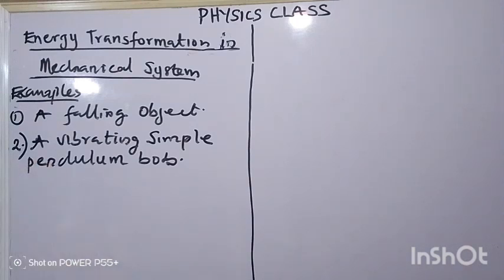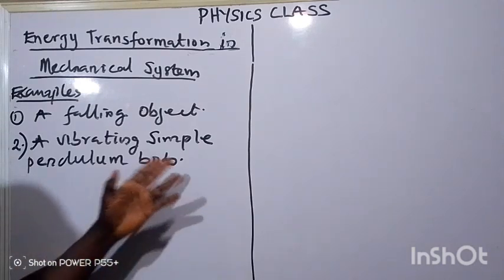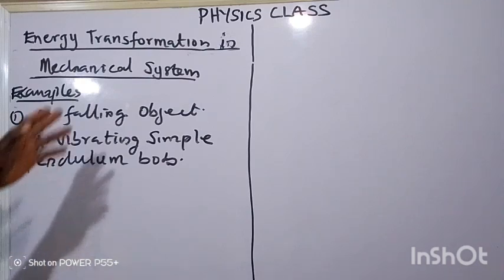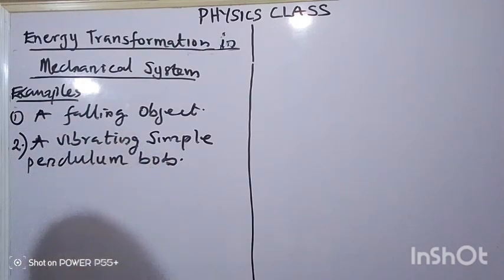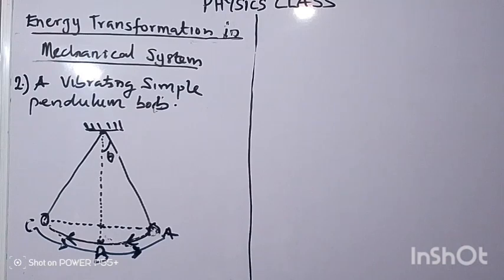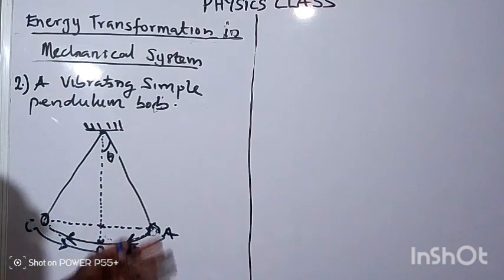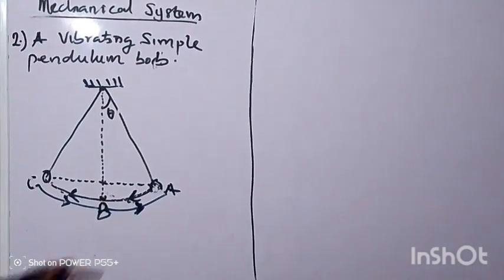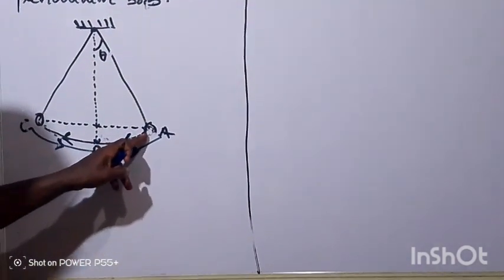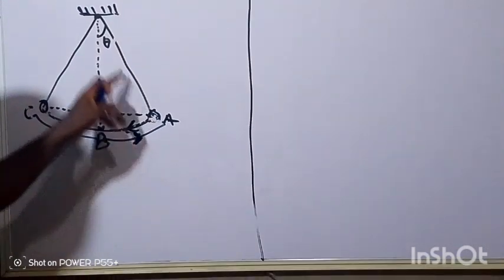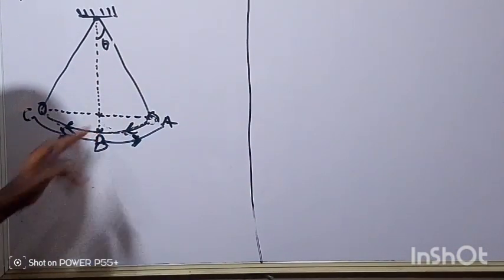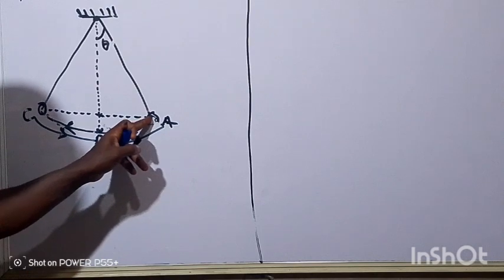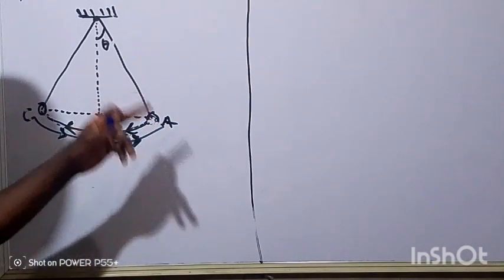Now, we promise to move to this example 2, which is a vibrating simple pendulum. We want to show how a vibrating simple pendulum also can transform energy. Now, from the diagram on the board, let's look at the energy transformation in this oscillating simple pendulum bulb. This is the starting point. The pendulum will be displaced with angle theta from the equilibrium position. So when it is displaced and the pendulum is released to oscillate to and fro.